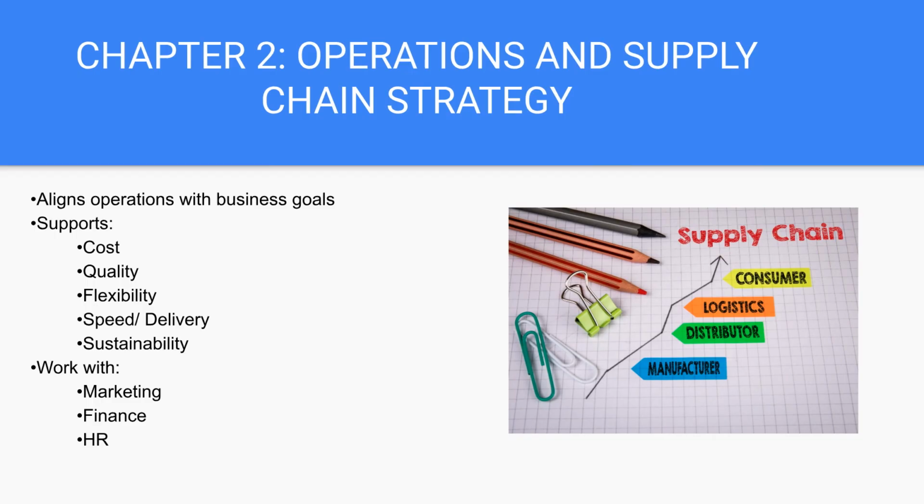Chapter 2, Operations and Supply Chain Strategy. Operation strategy consists of patterns of operations decisions for serving customers better than competitors while supporting the business strategy. It focuses on key areas like cost, quality, flexibility, and speed, and ensures that operations are aligned with the company's goals. When done efficiently, it allows the business to deliver value to customers and maintain a competitive advantage.